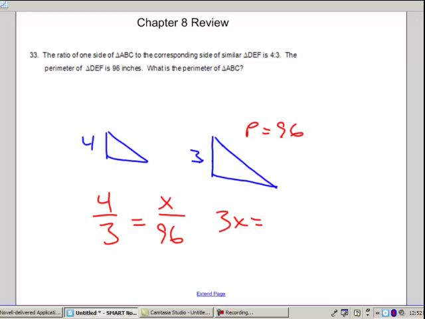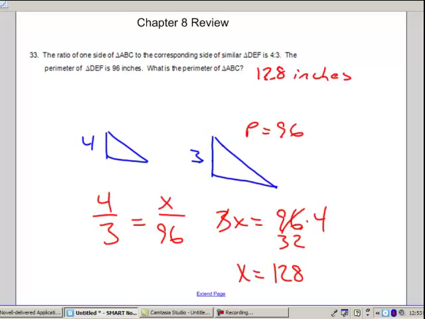So 3x is equal to 96 times 4. Well, I'm going to divide by 3. Before I multiply by 4 and divide by 3, let me just divide by 3 first. 3 goes into 96 32 times. So x is going to be equal to 32 times 4, which is 128. So my answer is going to be the perimeter of ABC has to be 128 inches.